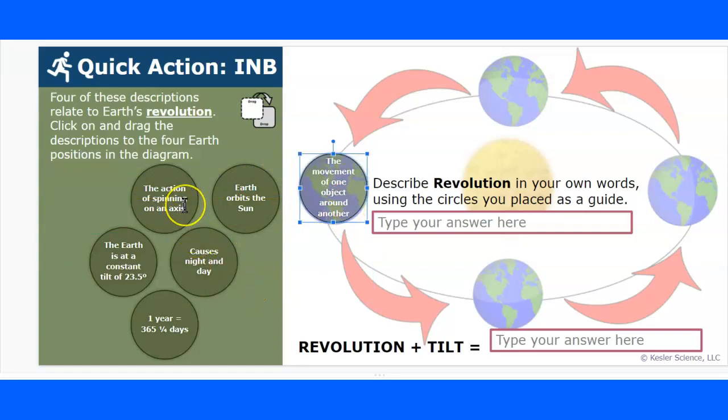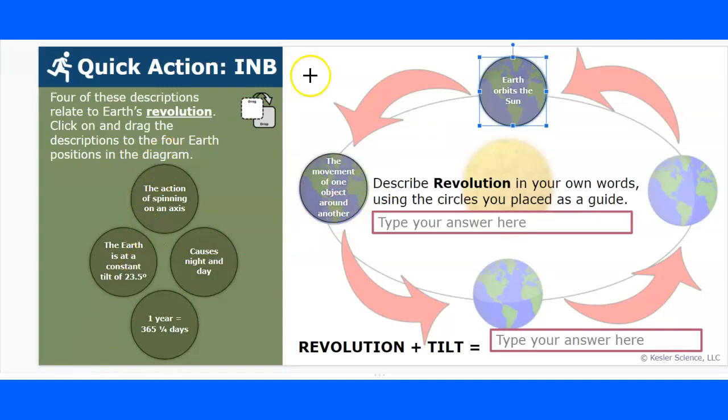The next one says the action of spinning on an axis. So does that mean going all the way around? No. Earth orbits the sun. Orbit is the path the Earth takes to go around the sun. So in this case, yes, Earth orbits the sun would go over into here. All right. So we know that the action of spinning is not the answer. So we're going to cross that one off.